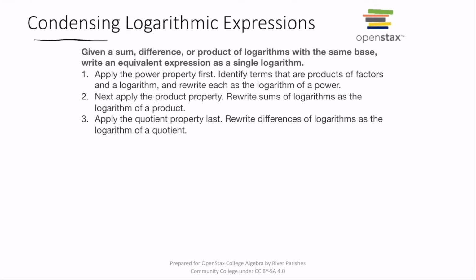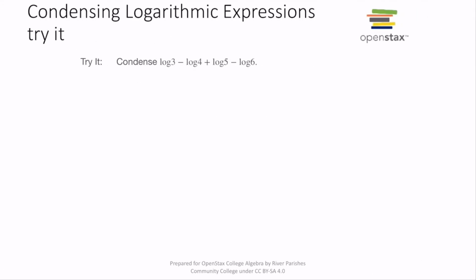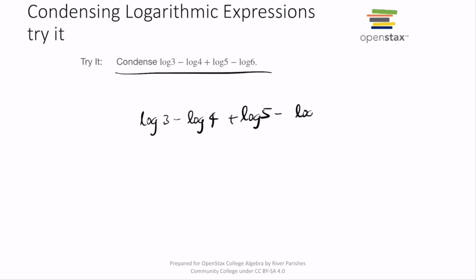Next, let's come to the other property of condensing logarithmic expressions, where we are doing the reverse. Here they're asking us to condense this value. How would you condense this first? So we have log base 3 minus log 3 minus log 4 plus log 5 minus log 6.